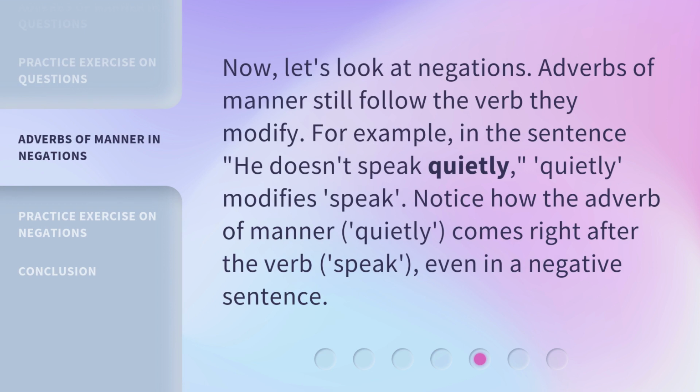Now, let's look at negations. Adverbs of manner still follow the verb they modify. For example, in the sentence, he doesn't speak quietly, quietly modifies speak. Notice how the adverb of manner, quietly, comes right after the verb speak, even in a negative sentence.